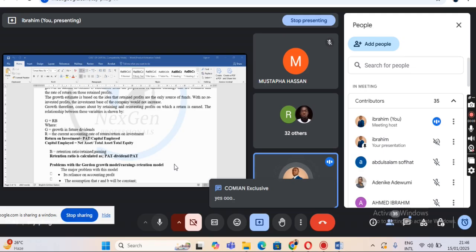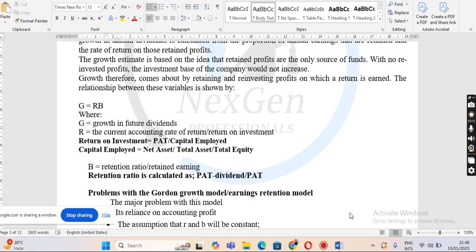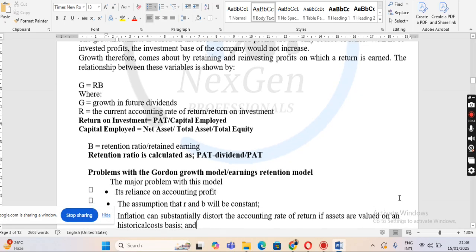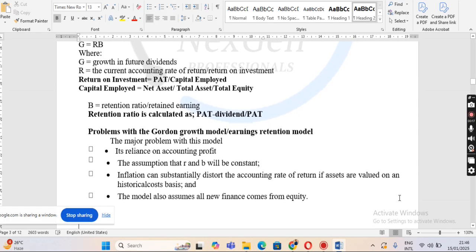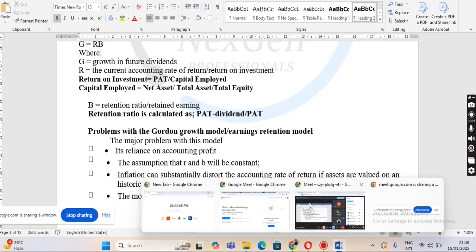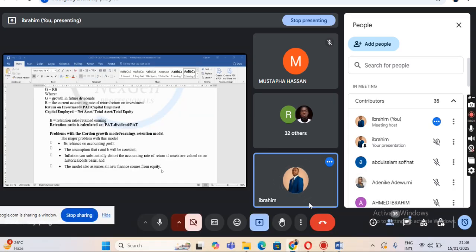Okay, what are the problems of using Gordon's growth model? Gordon's growth model has so many assumptions. It makes use of accounting profit, right? It assumes that b, r and b are constant. It places reliance on accounting profit, and accounting profit can be subjective.